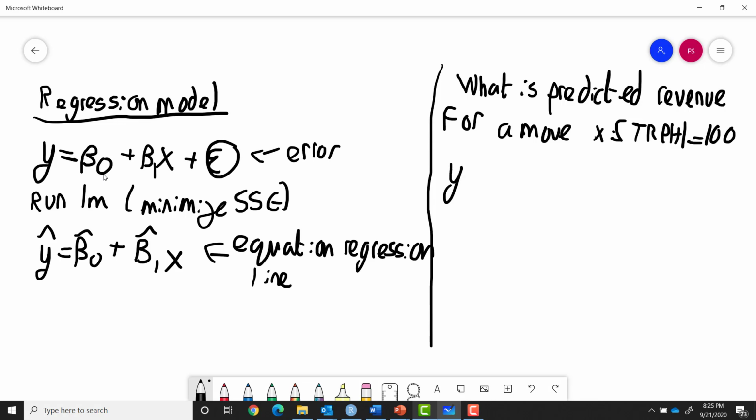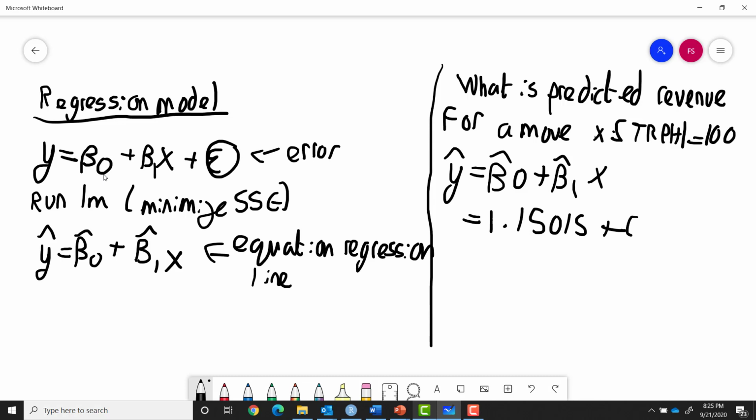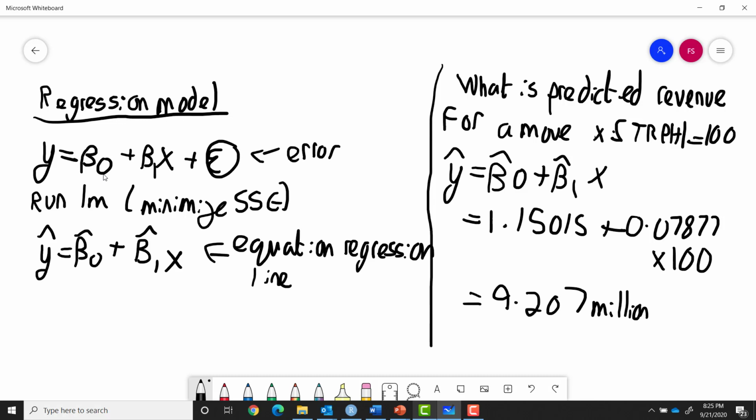Well, my predicted revenue is beta hat 0 plus beta hat 1 times x. We found out from lm this was 1.15015 plus 0.07877. This is my regression coefficient, my slope, and we have an x of 100. Add them all together, and we get a prediction of $9.207 million. So that's how we do regression to make predictions.